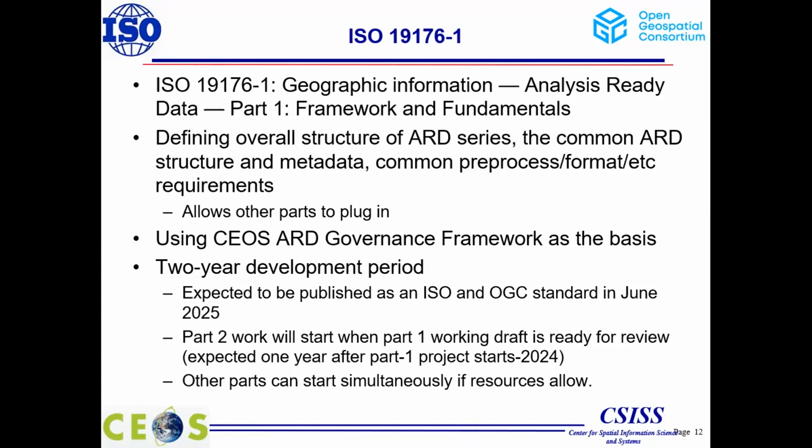And in Part 1, we want to define the overall structure, terminology, common structure, all those. So this is a 2-year development period, starting from May 22nd. So we expect that if everything goes smoothly, Part 1 will be published as both an ISO and an OGC standard in May 2025. And if the development has a problem and we need an extension, we can get a 1-year extension maximum. So ideally, we will develop the standard within 2 years. If not, the maximum will be 3 years.